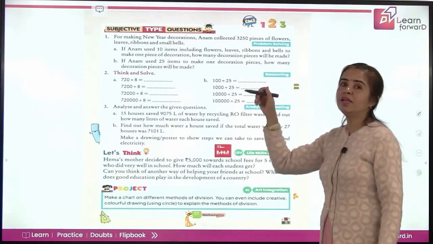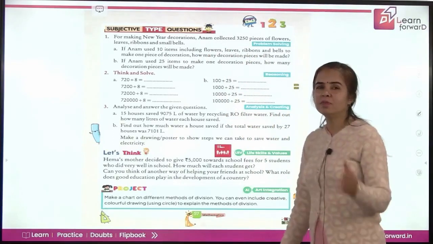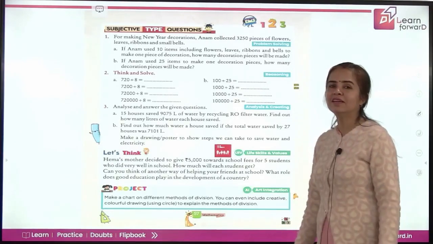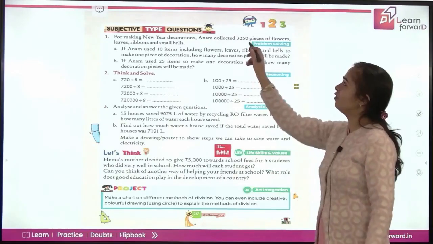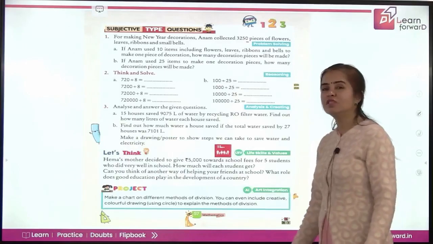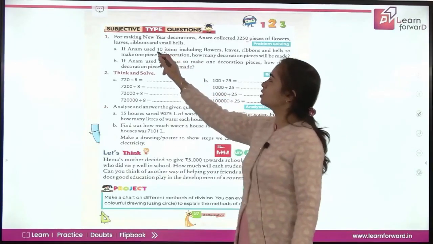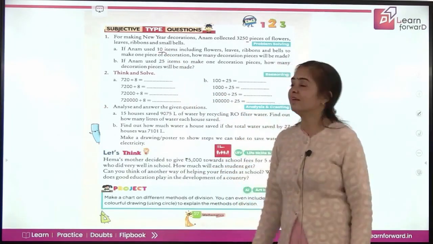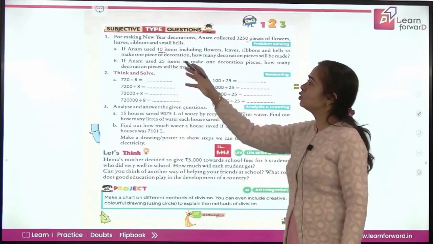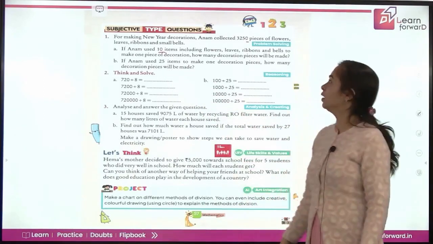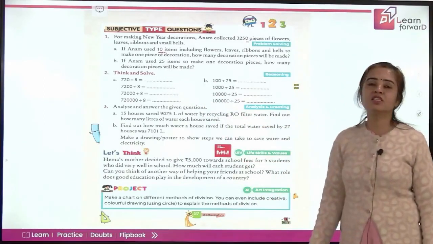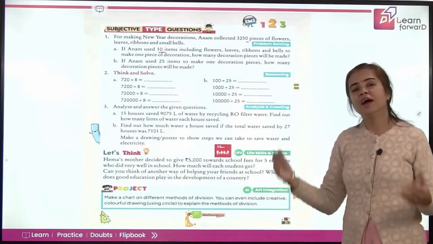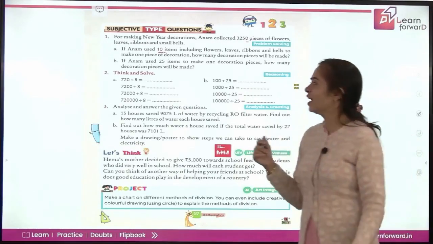You will be doing division, and division by 10. Come on, quickly give me the answer. 325, because there is one zero which you will be leaving just because there is a 0 in 10, right? Next, if Anam used 25 items to make one decoration piece, then how many such decoration pieces will be made? Again divide and get your answer.